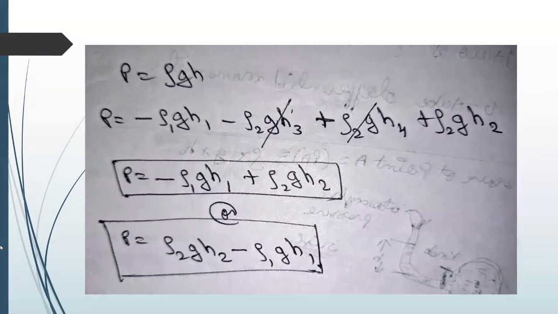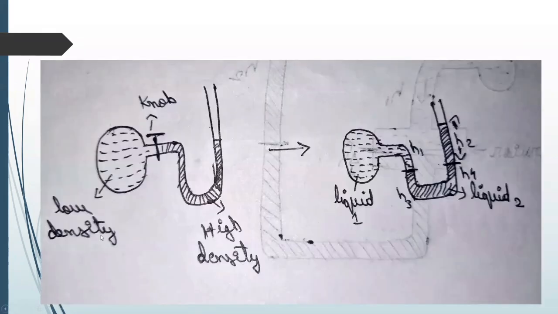तो ये minus rho 1 g into h1. Actually, I forgot to tell you guys, like we are taking the negative and positive signs here in the equation. Negative is nothing but the liquid which starts to flow downwards, and the positive sign is nothing but the liquid which starts to rise. Okay. So as you can see, when we opened the knob, what happened? The liquid started to flow. Here we will take it as a minus rho 1 g into h1.